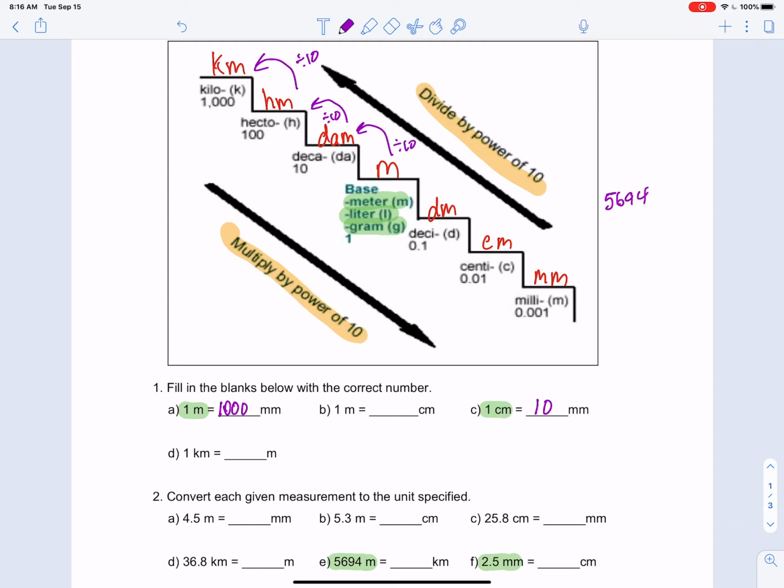So therefore, the question we were given here was 5,694 meters, and you're going to divide by 10. When you divide by 10, you move the decimal place over. Because we're dividing by 10 three times, we're going to have to move the decimal place to the left 3 times. The decimal place is currently behind the 4, so it's going to go once, twice, and lastly 3 times. So this becomes 5.694 kilometers.